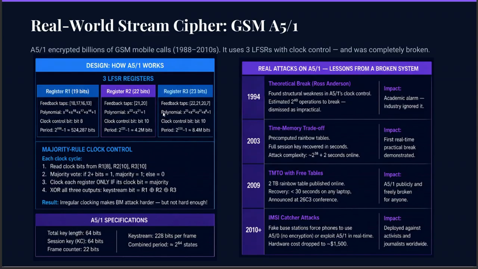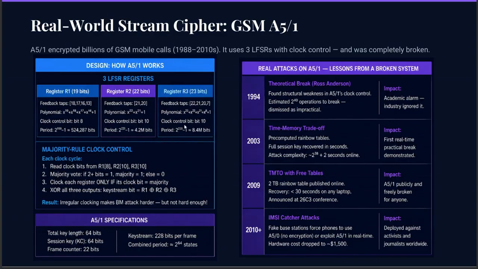Now let us study a very important real-world cipher called the GSM A5/1. A5/1 was used in GSM mobile communication systems from the late 90s till the 2010s. For example, billions of mobile phones around the world were protected using this cipher. It uses three different LFSRs with different register lengths, and majority rule clocking control. The three registers are: one with 19 bits, second with 22 bits, and third with 23 bits. Each register has its own feedback bits, its own feedback polynomial, and its own clock control bit.